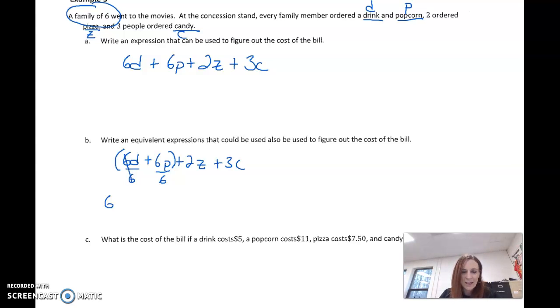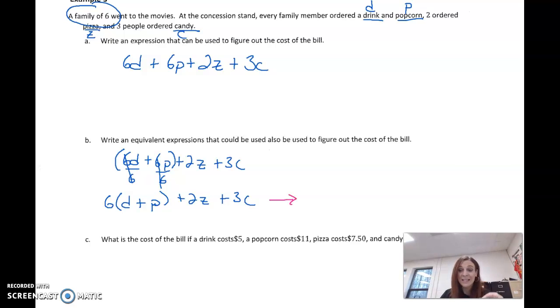If I pull a 6 out and put it out front, that leaves me with just 1D, plus, pulling the 6 out of here, 6 divided by 6 is 1P. So it's like in lesson 18, instead of thinking of 6 people buying drinks and 6 people buying popcorn, I could think of it as every person got a drink and popcorn and 6 people did that. And then I can just keep the 2 pizzas and 3 candies floating around. I don't want to put an equal sign here because I don't want you to think you have to put equal signs yet.